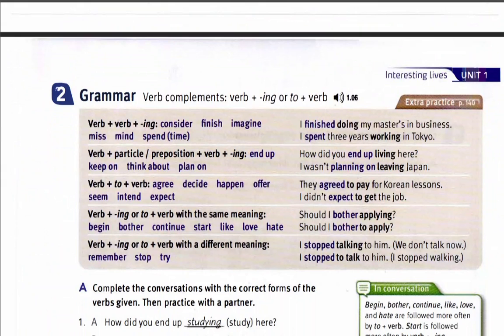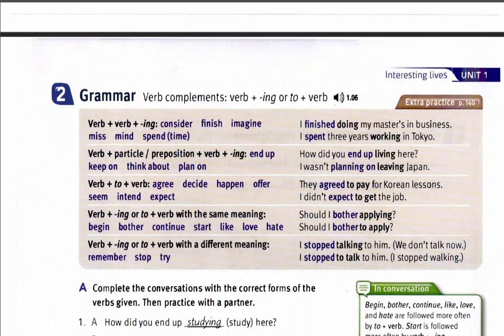Some verbs are used with the to only. So agree, decide, happen, offer, seem, intend, expect. These are not used with the ing form, ever. Okay? We never say they agreed paying for Korean lessons. With those verbs, we always use to plus verb. They agreed to pay for Korean lessons.